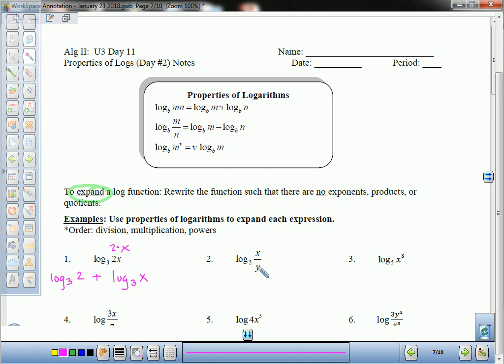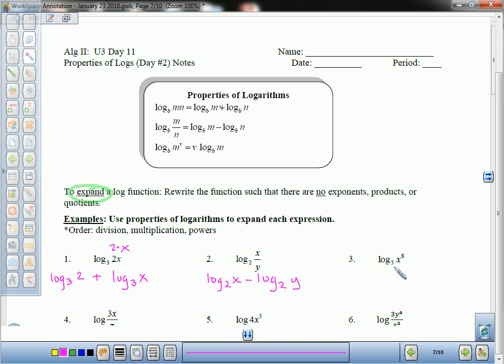We have division. When I divide like bases, what do I do with the exponents? Wait, we don't solve it? No, we're not solving. We will solve, but not yet. All right, so when I divide, what do I switch it to? I heard it, subtraction. Very good. All right, so see how this single one turned into the sum of those two. The single log became the difference.